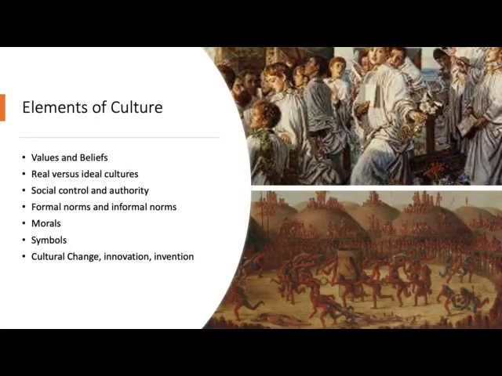Well, there's some elements of culture then, and this goes back to that definition. We can see values and beliefs. We can see real versus ideal culture, so what is said versus what is done. We can see that there's forms of social control and authority. There's hierarchy. There are roles in the society. Individuals establish roles and rights and privileges, and those are not often shared.